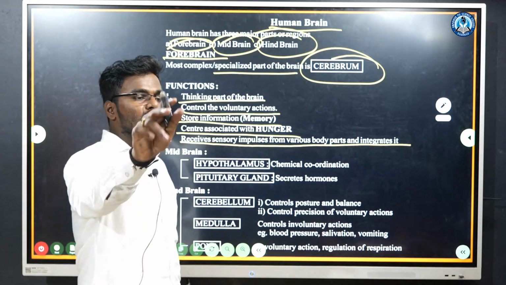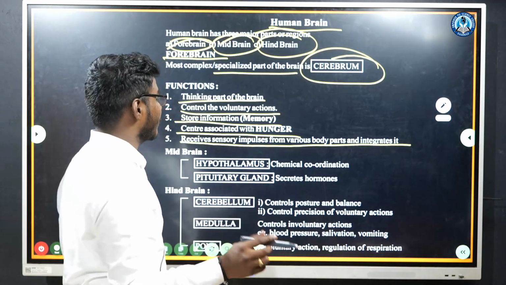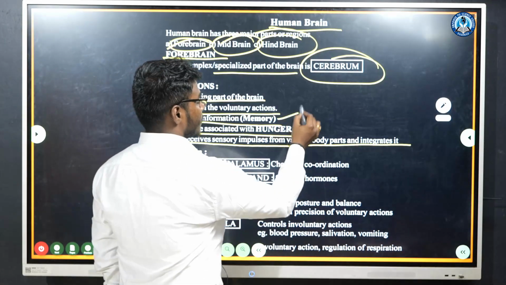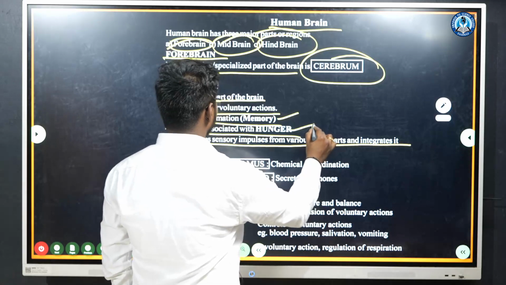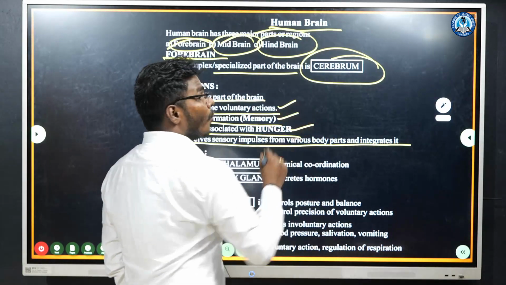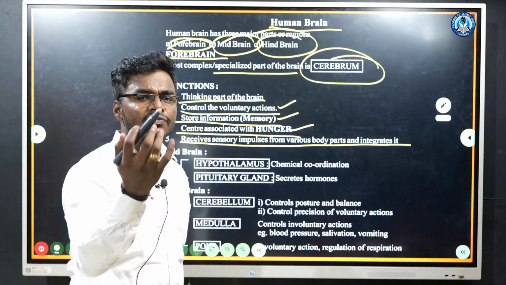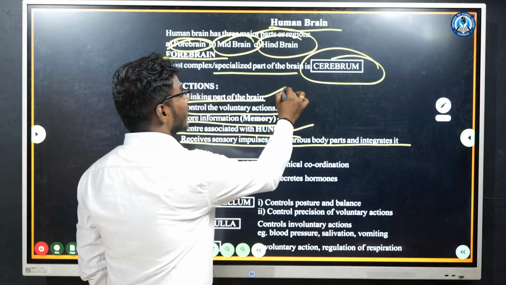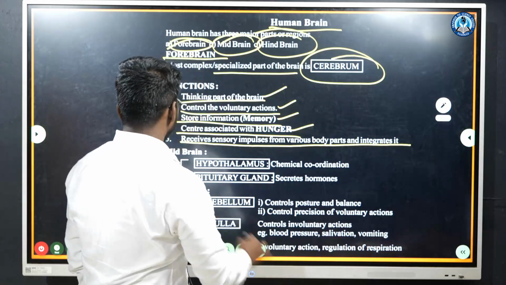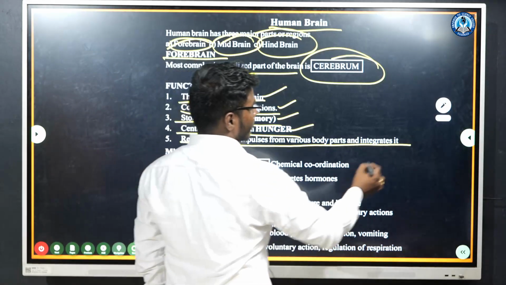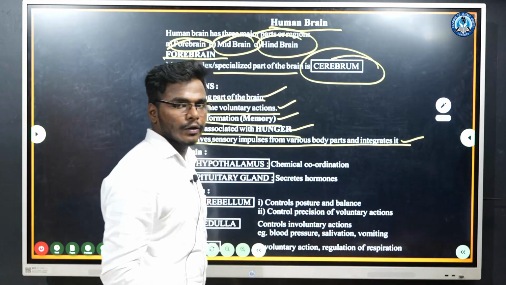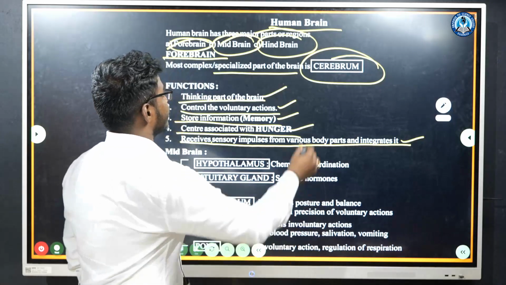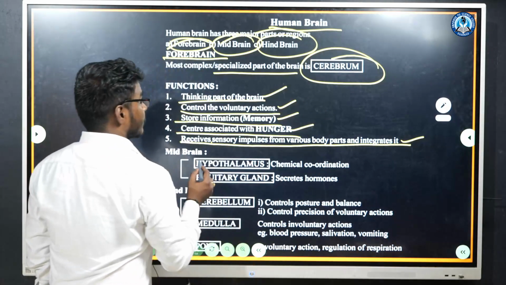So the cerebrum is most complex because it is mainly involved in memory, for one thing. It tells you when you are hungry, then it controls the voluntary actions, meaning those actions which can be controlled by you are controlled in the cerebrum, and it is also the thinking part of the brain. Next is that it receives sensory impulses from various parts. All the impulses are received by this cerebrum.